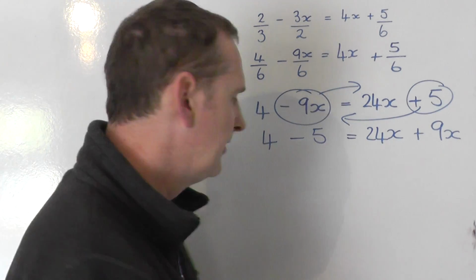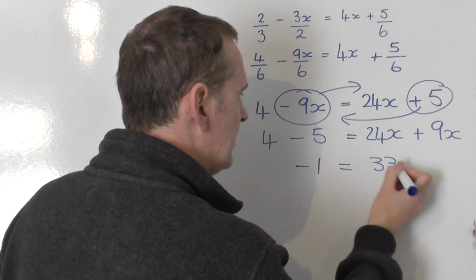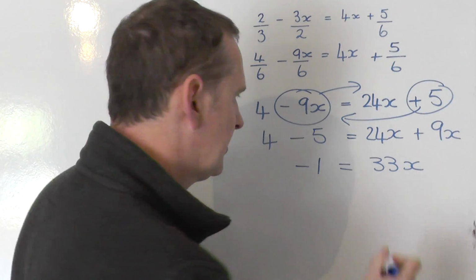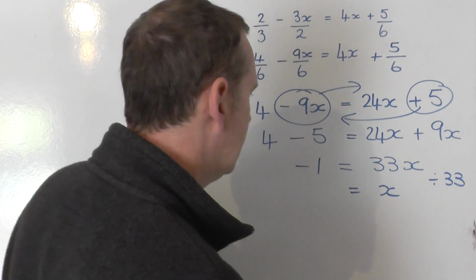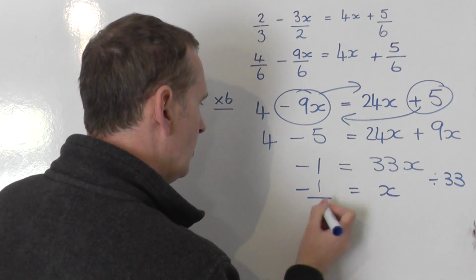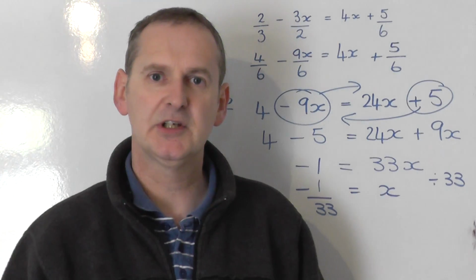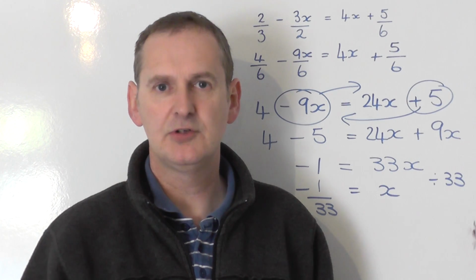Let's tidy up, 4 take 5 is minus 1 on the left, and you get 33 x's on the right-hand side. I don't want 33 x's, I want x. So I divide the right-hand side by 33, so you divide the minus 1 by 33 on the left. That's an awkward answer, so leave it as a fraction. Minus 1 over 33 is your solution.